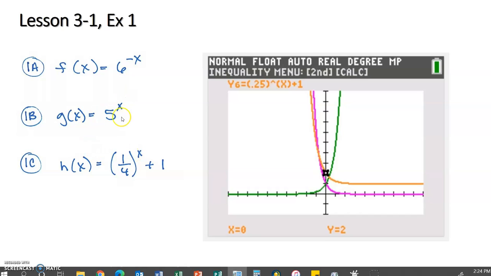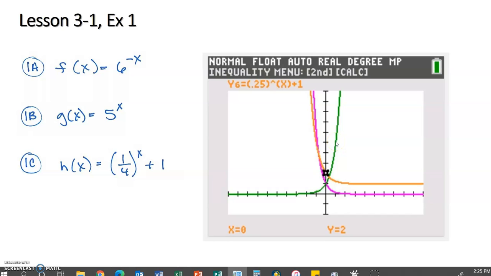Well, what about 5 to the x? Which one is that? All right, that is going to be the green. Let's play around with it and see. What if I plug in 1 for x? If I plug in 1 for the x, that's going to give me g of x is 5. 1, 2, 3, 4, 5. It's going to be right there.